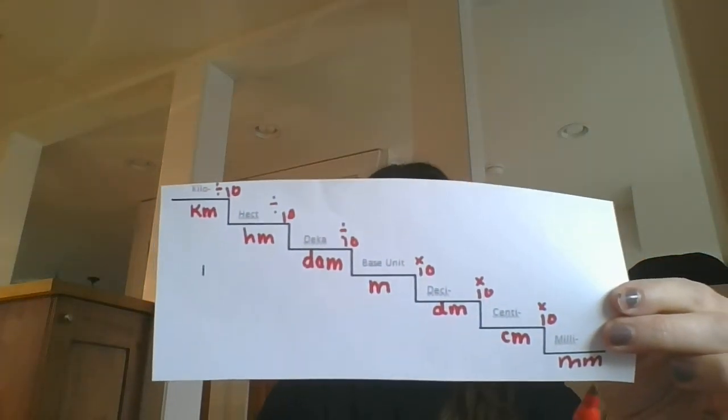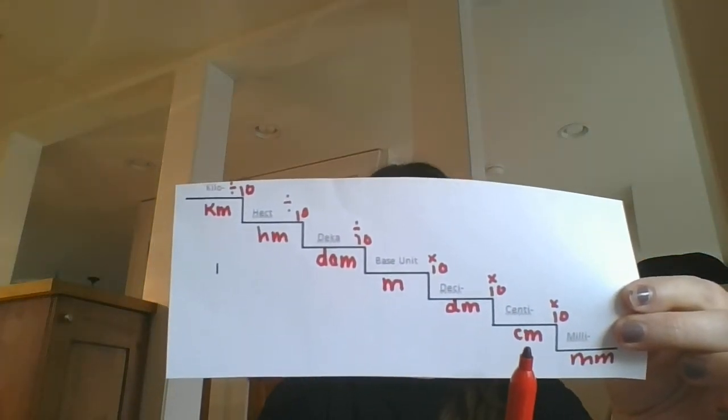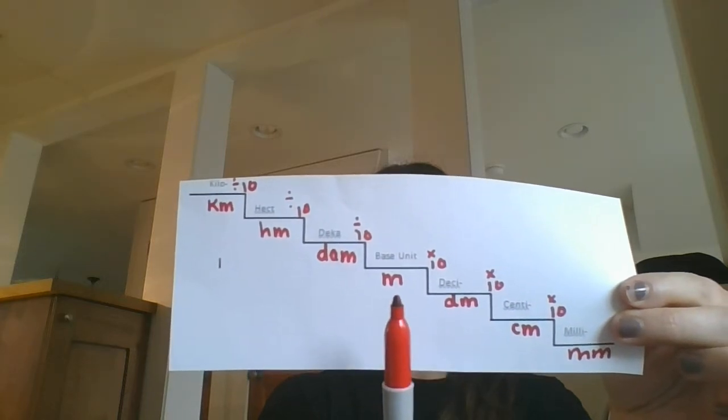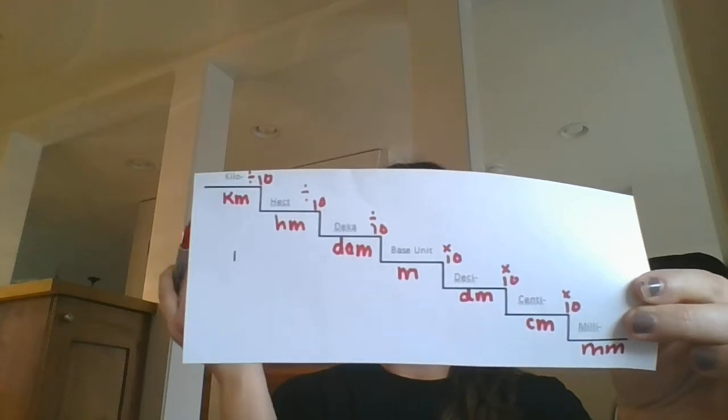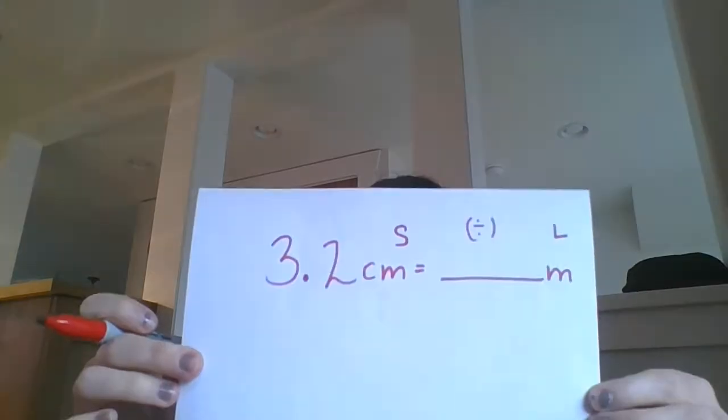Okay, so we're going centimeter to meter. So first thing we're going to say is, which direction are we going? I see that I'm going up the staircase. Do you? Okay, so I would code that as centimeter is smaller, and I'm going to meter, which is larger. And what operation does that mean, when I'm going up the staircase? Good, it's harder, so I'm dividing. So this is how I coded it.